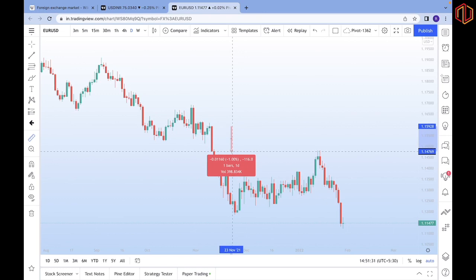As you can see, this is a movement of 116. That 116 means the fourth place of decimal, which is 116. So that's called 116 pips. PIPS, pips, 116 pips. The fourth place of decimal is called a pip.